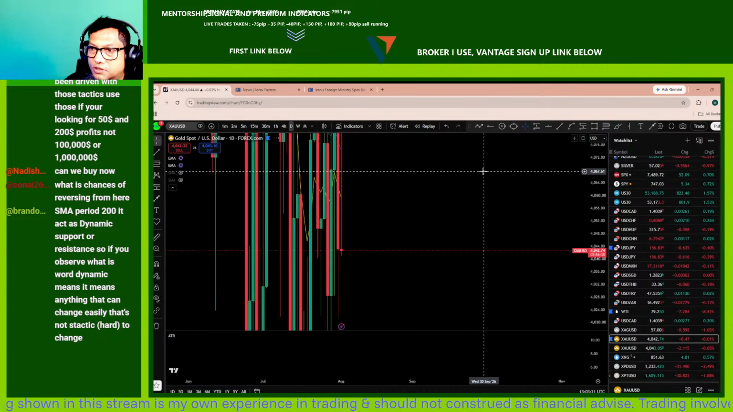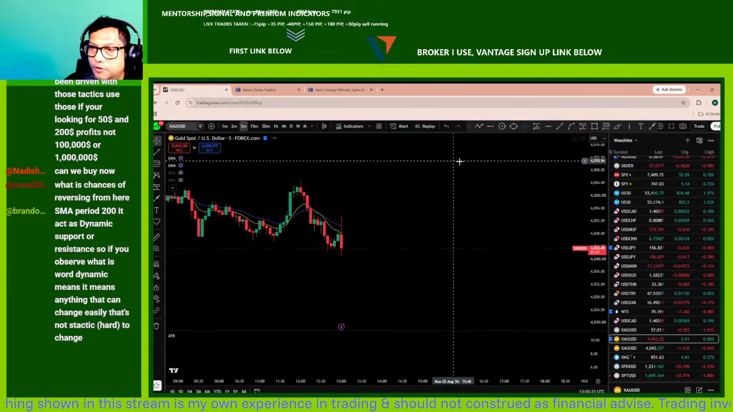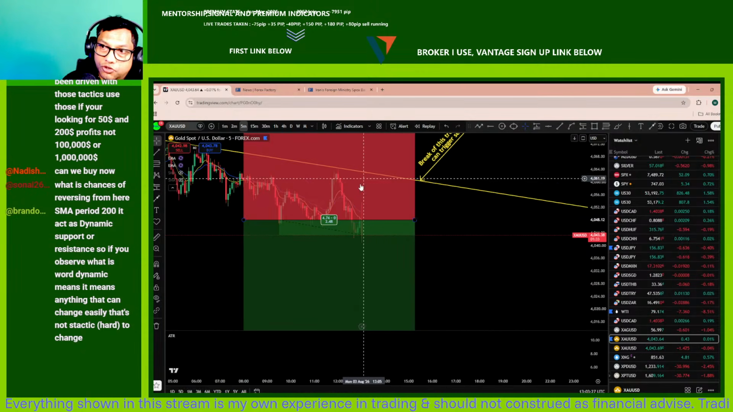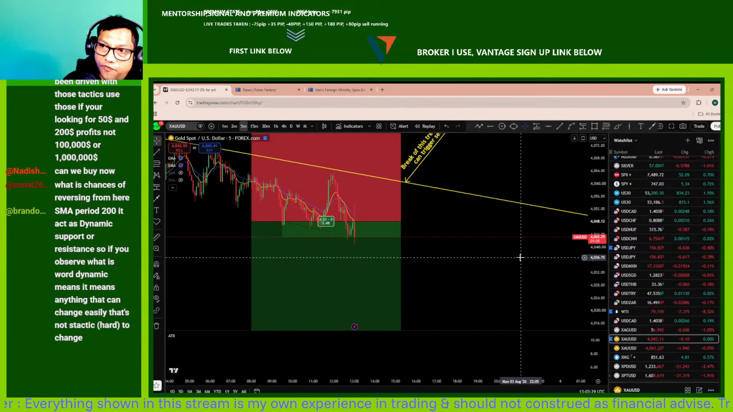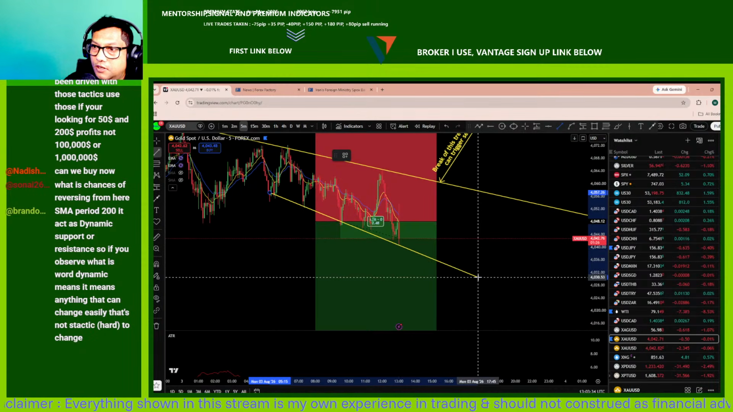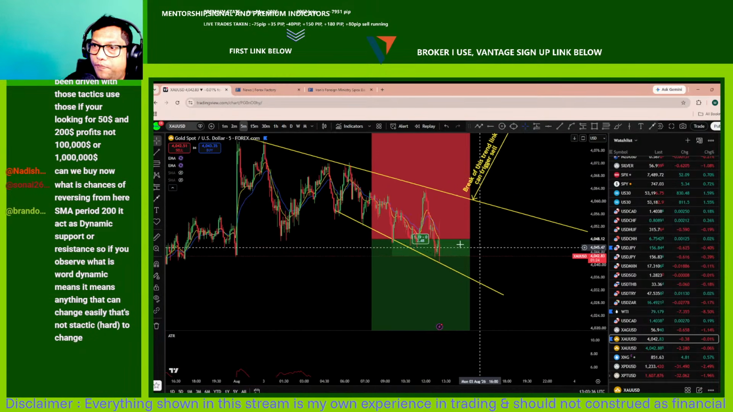So the price is just breaking out of the daily support, and I will be waiting for a trigger back to the upside here from this daily support. Now you can see that here the market is breaking out of this channel.